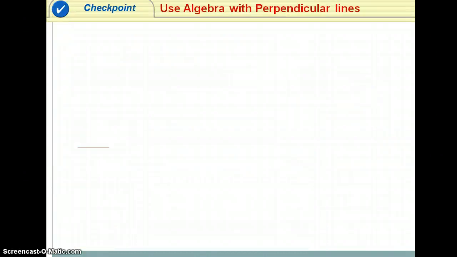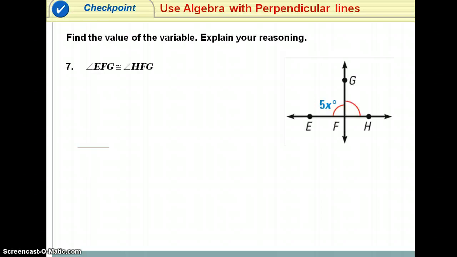Okay, so now we're going to use some algebra. So here's our diagram. Find the value of the variable, explain your reasoning. It's supposed to be a checkpoint. Look at it for a second. What do you think that 5x is equal to? 180 or 90 or something else?